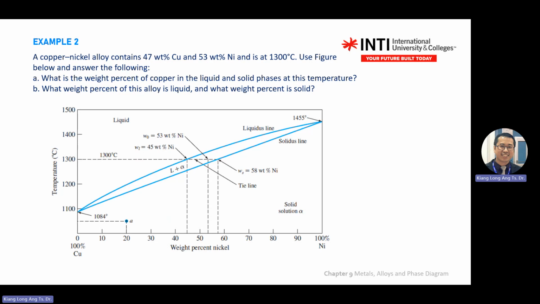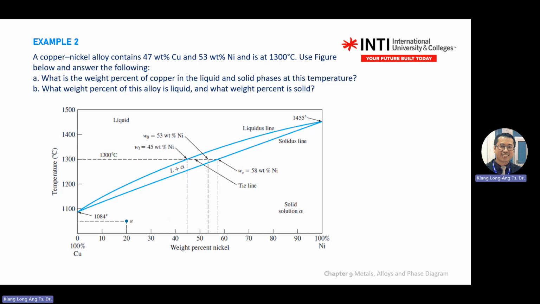In the test, you won't see the dotted or dashed lines. You only see the very raw data. So you read the question: a copper-nickel alloy contains 47% copper and 53% nickel. Basically, you add these two numbers and you get 100%. But it doesn't matter. You only need to be careful what the graph represents.